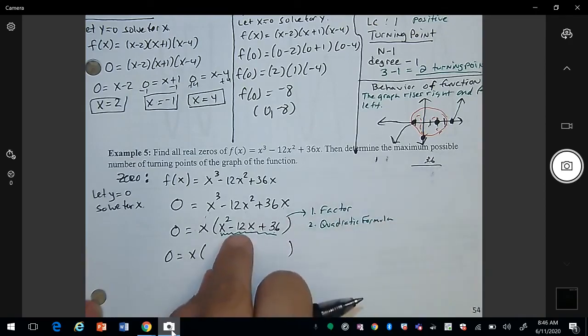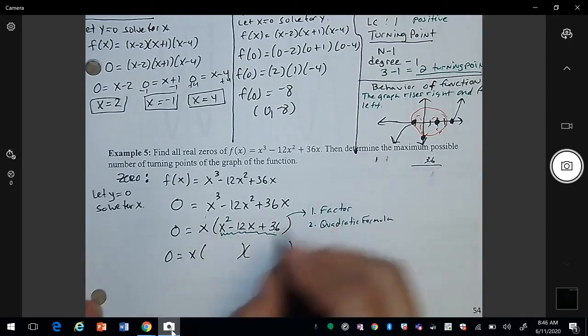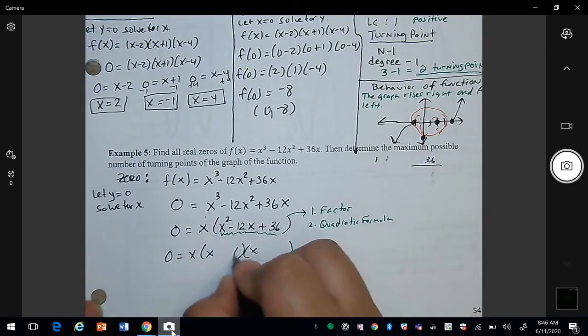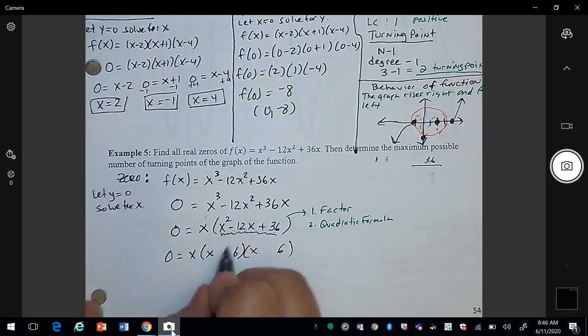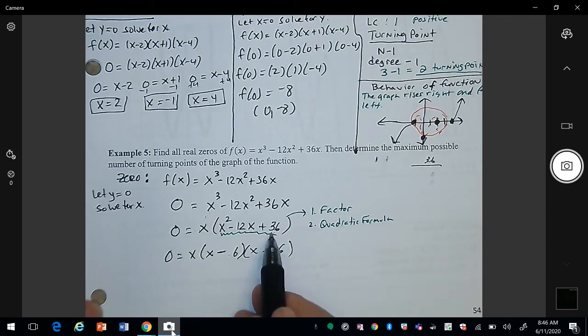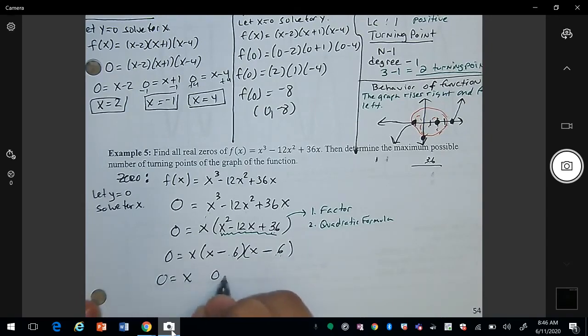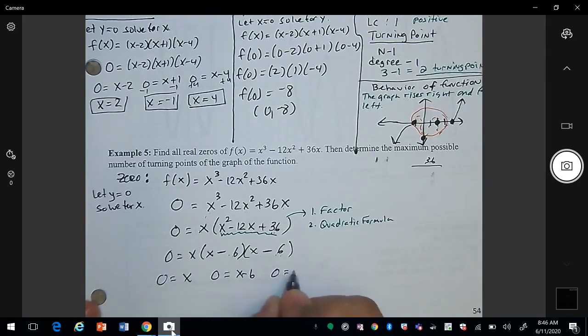So 36, I need two numbers that when I multiply them will give me 36. So that's going to be 6 times 6 is 36. If I add 6 and 6, I get 12. I need this to be a negative, and this is a positive, so the signs will be the same. So -6 times -6 is positive 36. -6 plus -6 is -12. So now I can set the factors equal to 0. And so here we get x is equal to 6 and x is equal to 6.